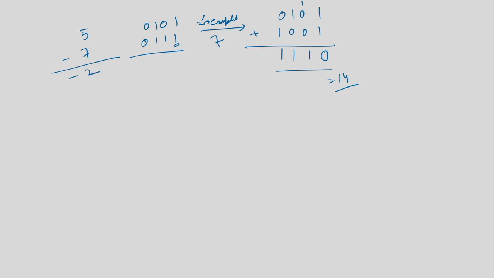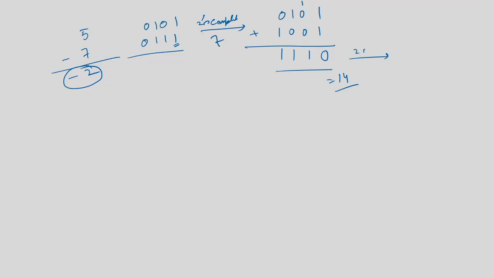So why is this coming? Because the result is minus 2, and you are reading this result as an unsigned number; there is no signed bit representation so far. So if you take the 2's complement of this, what will happen? It will be 0010. So this is basically 2. So effectively this is 2, but it is the 2's complement of 2, it is the 2's complement representing minus 2.